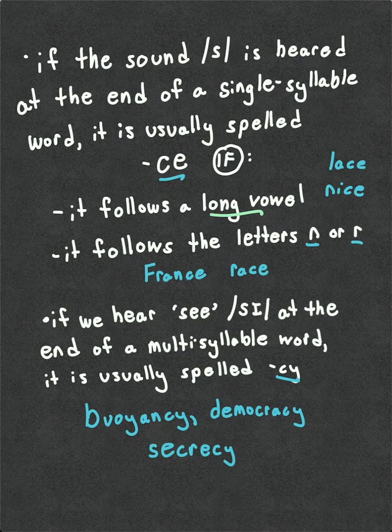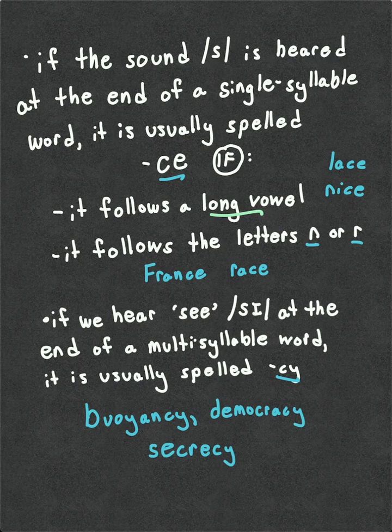If the sound S is heard at the end of a single syllable word, it's usually spelled CE, if the CE follows a long vowel, or it's following the letters N or R. Take a look at the words lace, nice, France, race. In these words, it's a little more clear because if you replace that CE with an S, those words are just not going to look right.